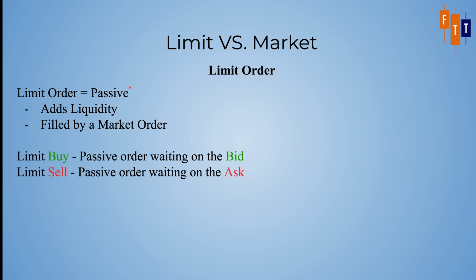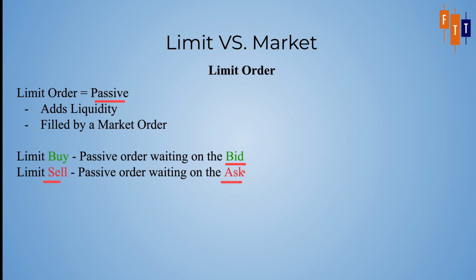All right, limit order versus market order. As we were talking about, a limit order is passive. This adds liquidity to the market, and it's filled by a market order. All right, the level 2 is limit orders, orders waiting to be filled by the market, and they're constantly moving on the book. A limit buy is a passive order waiting on the bid. A limit sell is a passive order waiting on the ask.